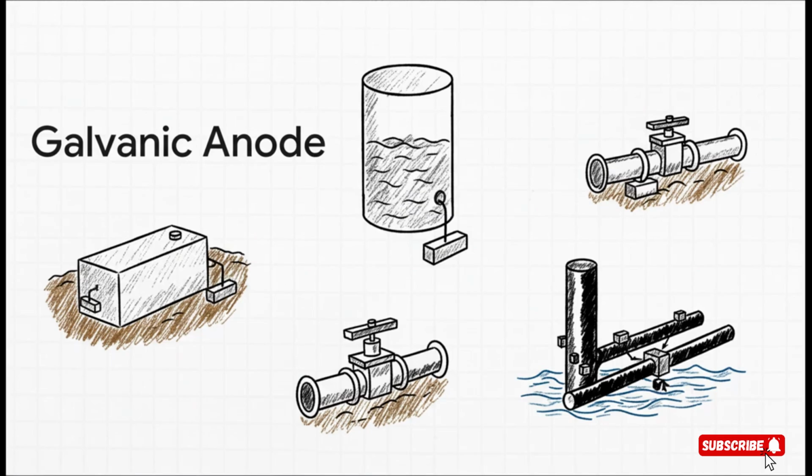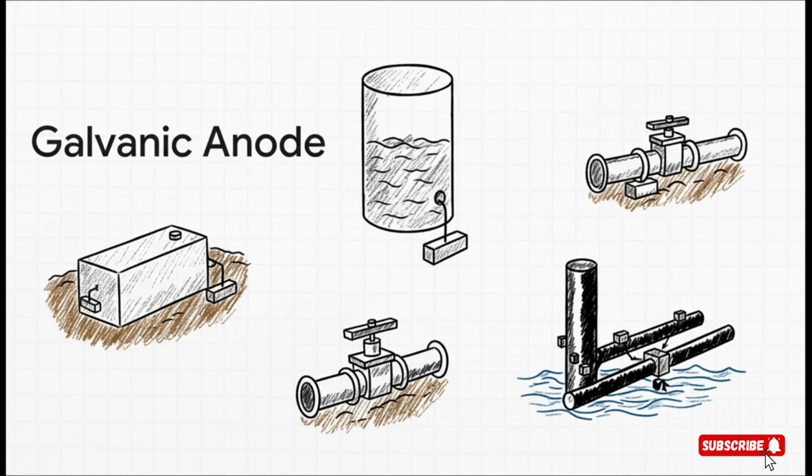So what's the big takeaway here? Well, that relatively low driving voltage of galvanic systems really defines where we can use them. They're most effective in a couple of situations. First, for smaller or really well-isolated structures that don't need a ton of current. And second, in places where the electrolyte has very low resistivity, like in seawater or really marshy soil.